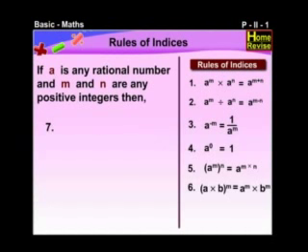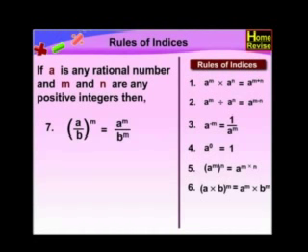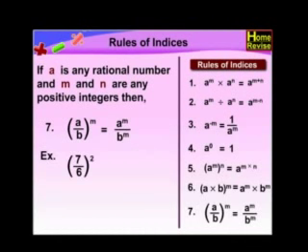Last rule of indices: A upon B in the bracket raised to M is equal to A raised to M upon B raised to M. Take one example. 7 upon 6 in the bracket raised to 2 is equal to 7 raised to 2 upon 6 raised to 2.